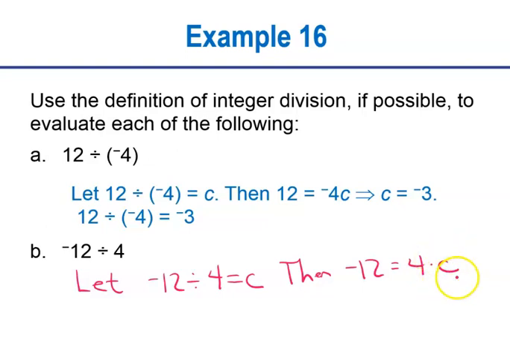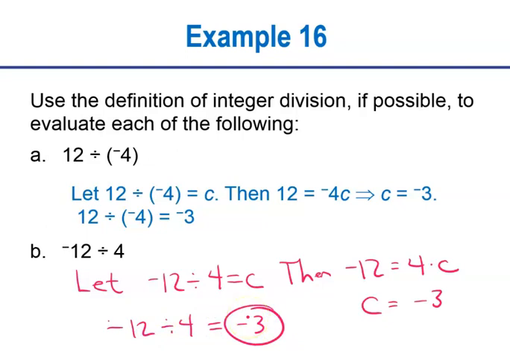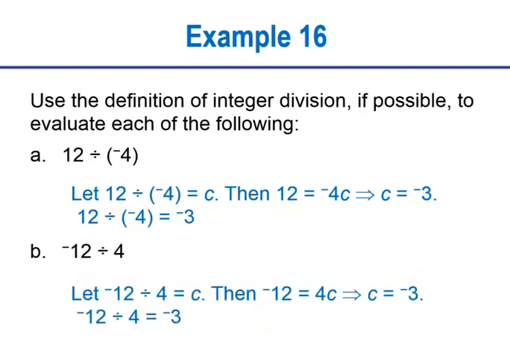Now what would c need to be such that 4 times that thing equals negative 12? Well, c would have to equal negative 3. That means you can say that negative 12 divided by 4 is equal to negative 3. And again, the typed up version of that is exactly what we just said. And there you go.